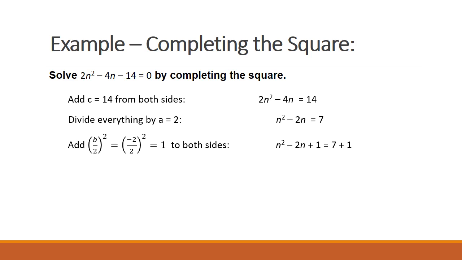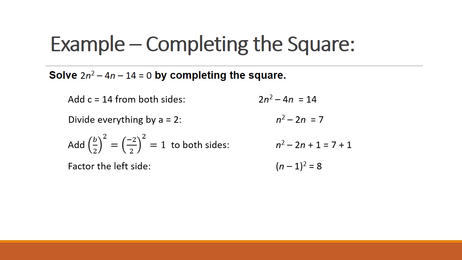The next thing we're going to do is take the number in front of the n, divide it by 2, and square it. So negative 2 divided by 2 is negative 1, negative 1 squared is positive 1, and we're going to add that to both sides, because if you do something to one side of an equation, you must do it to the other. So now we've got n squared minus 2n plus 1 equals 7 plus 1, or 8.